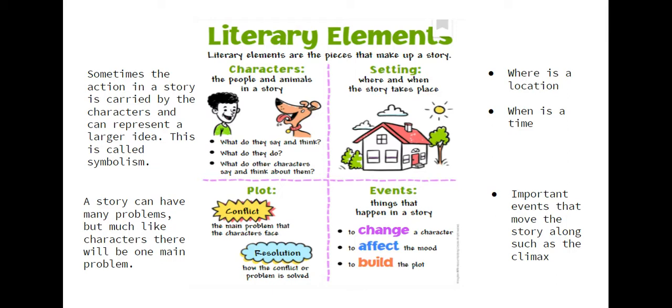Moving down, we have plot. A plot includes the conflict and the resolution. The conflict of a story is the main problem that the characters face. Now, I know you've read probably chapter books by this time. In your chapter books, there's a lot of different problems in there, and you have to figure out the main problem. What is the one problem that all of the characters are working together to fix? Okay, the one problem the whole book or the whole chapter or the whole passage is trying to solve.